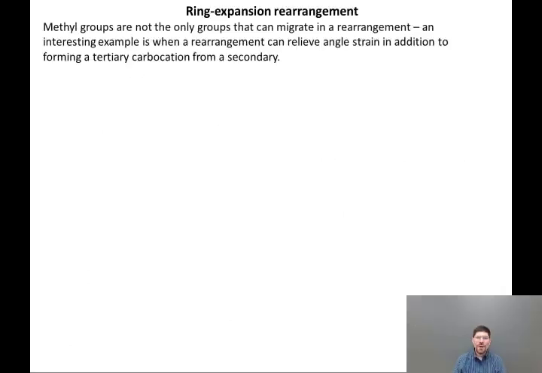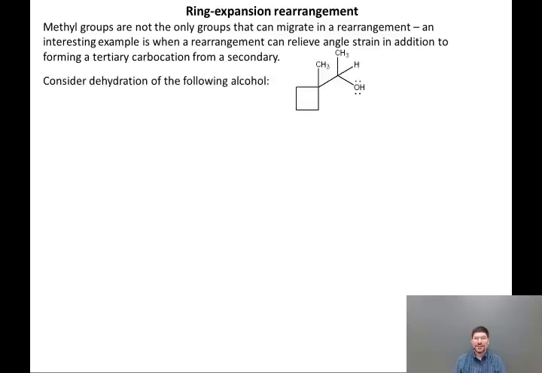Want to go over one more example of a carbocation rearrangement. This is kind of a neat one, and it's what we call a ring expansion rearrangement. So methyl groups are not the only groups that can migrate in a rearrangement. So an interesting example is when a rearrangement can relieve angle strain in addition to forming a tertiary carbocation from a secondary. So consider dehydration of the following alcohol.